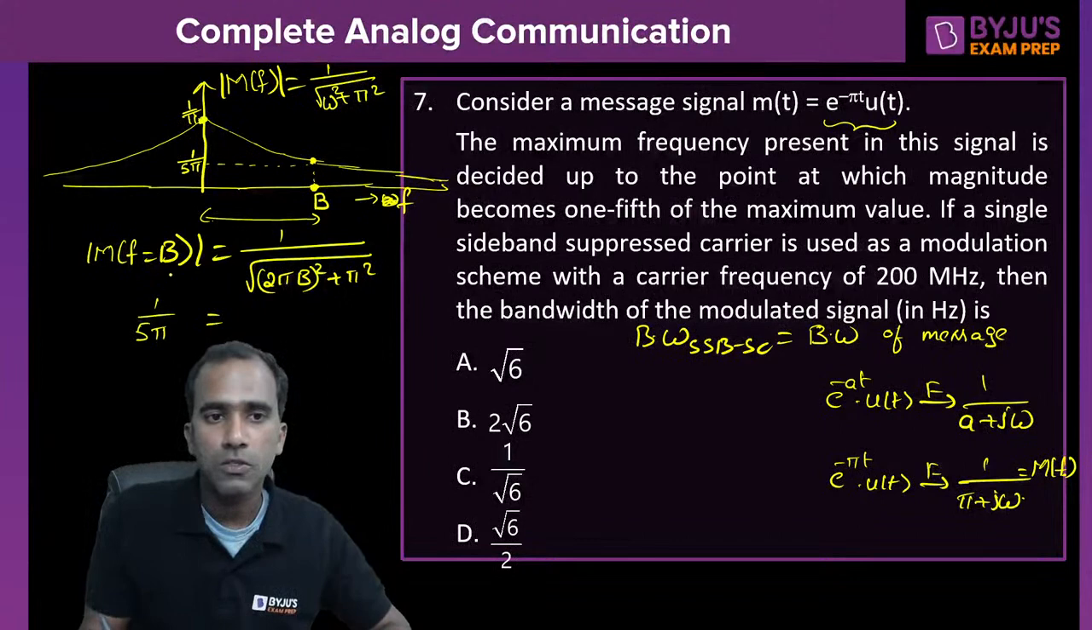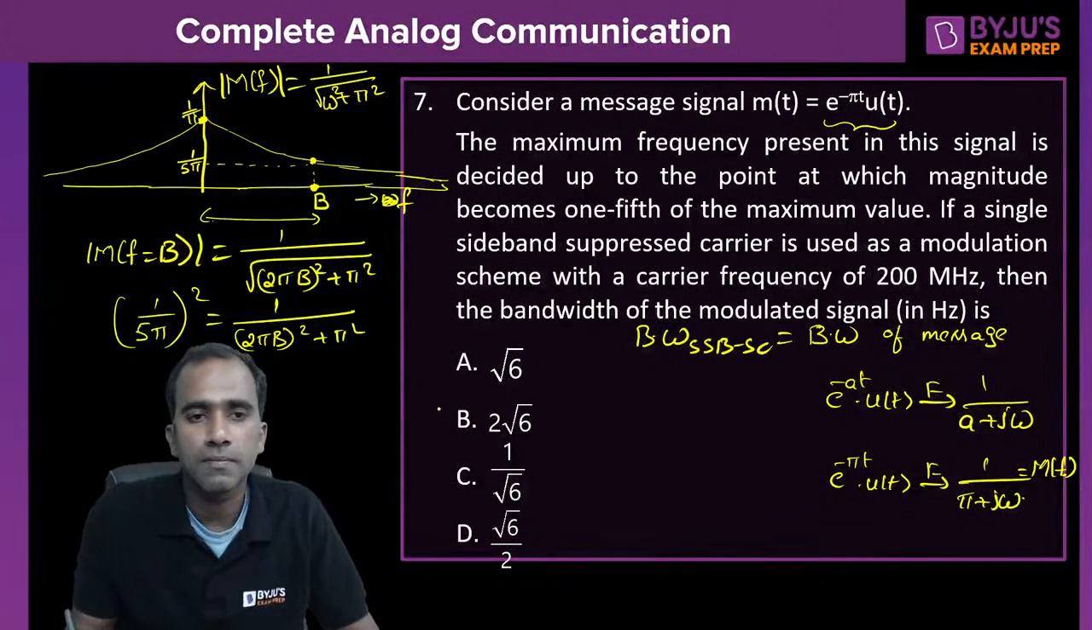Okay, so 1 divided by root of (2 pi B) square plus pi square equals 1 by 5 pi. There is a root here. So if you square both sides, then this root will go. It will become like this. Correct? So now let us solve this one.